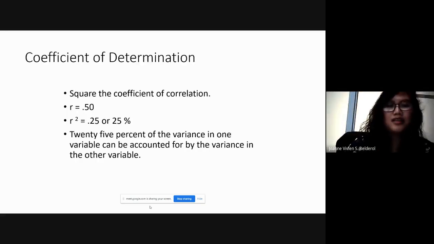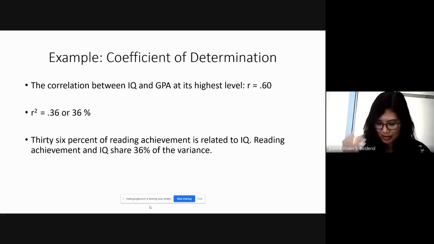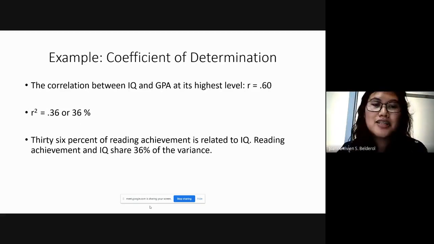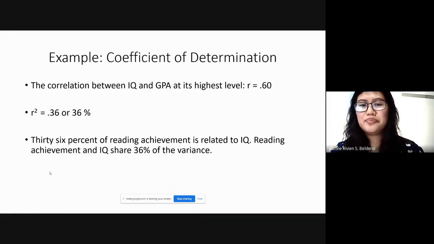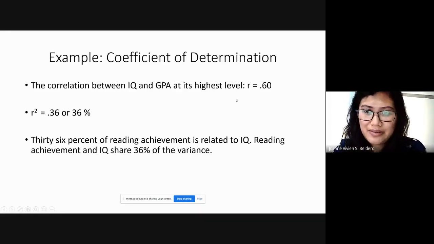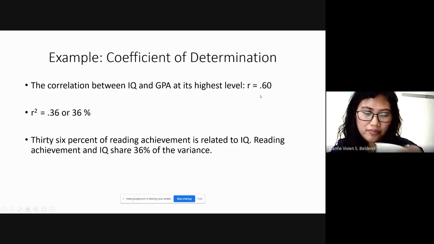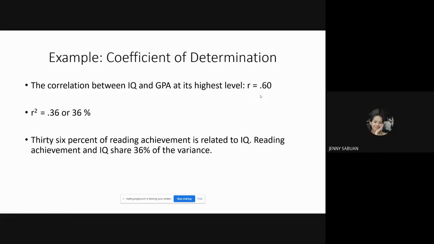Okay. Now, this one is another example. Let's say the correlation between IQ and GPA. When you computed, the answer is 0.60. So what's the direction? 0.60. Positive or negative? Positive.